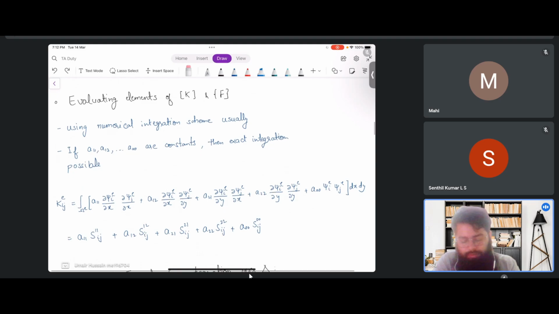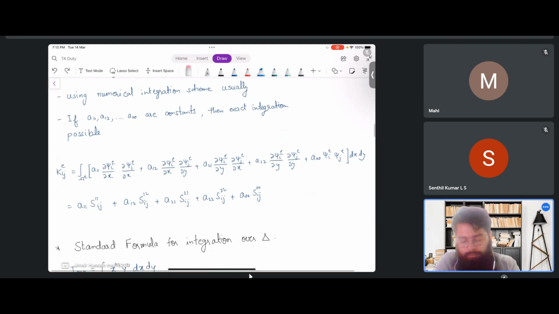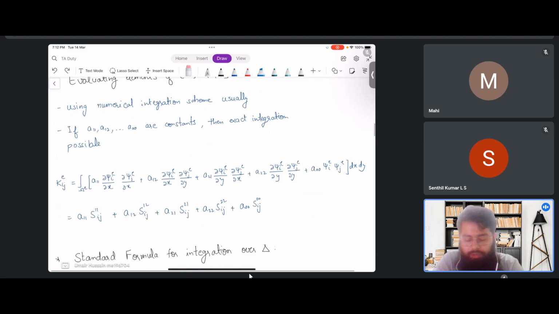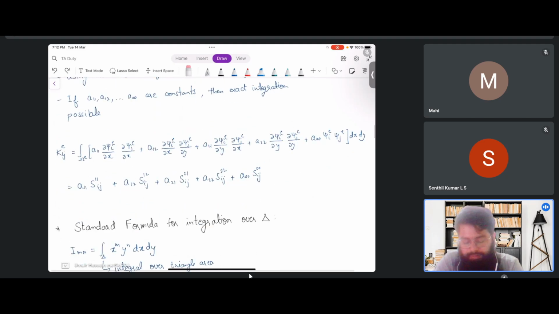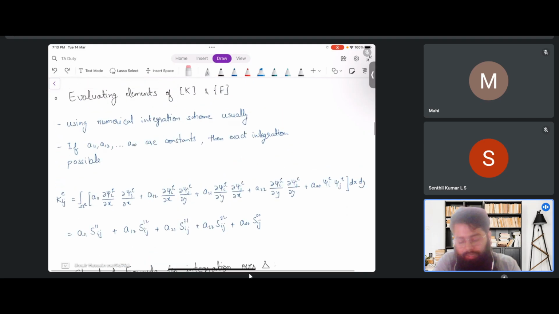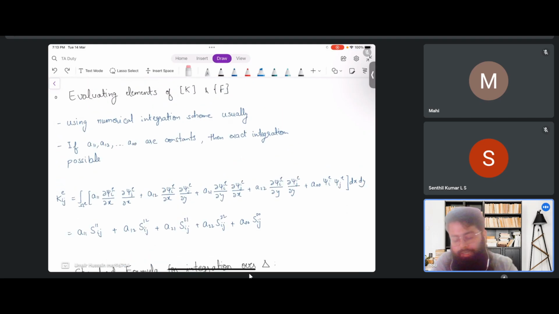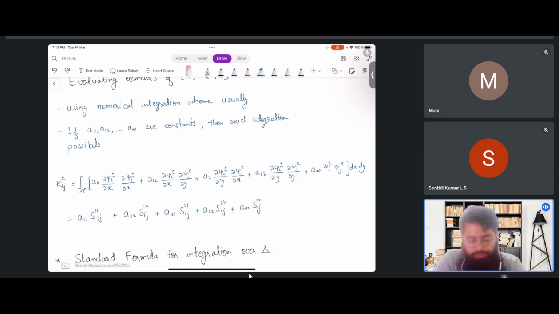But here, since we are doing it manually, if we have simple enough functions, we can do them analytically, and we will use certain rules that will help us do that very easily. So for now we don't need numerical integration, but practically we usually do.